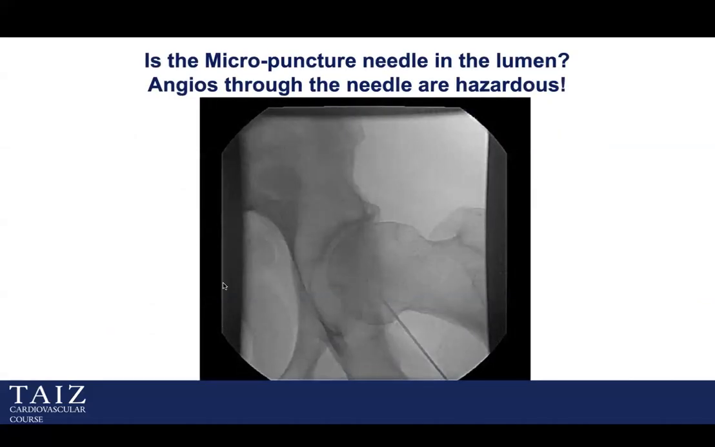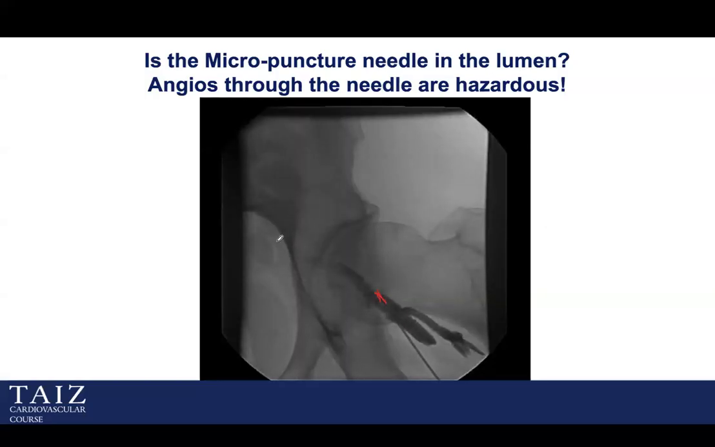This is an old image. People just don't even do that anymore, but I would like to show you that sometimes the needle is not in the lumen, and sometimes people just want to check and they end up injecting dye or contrast through the needle. And if you are in the subintimal space, imagine you are injecting contrast through a sharp needle in the subintimal space. So you will cause a big dissection in the vessel.